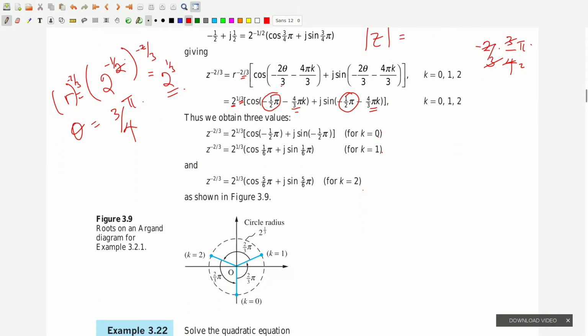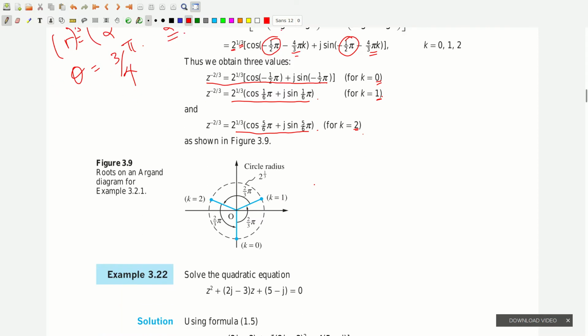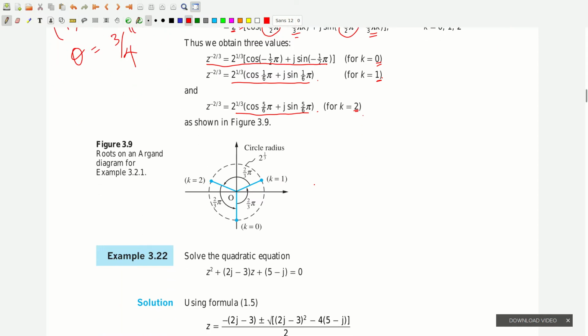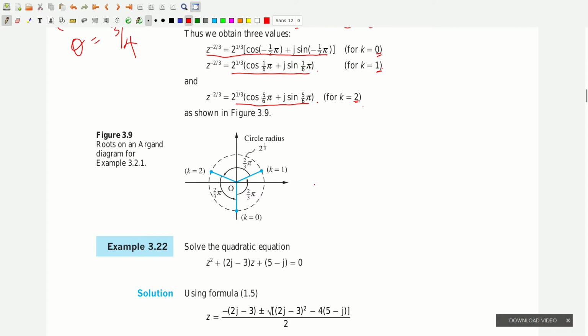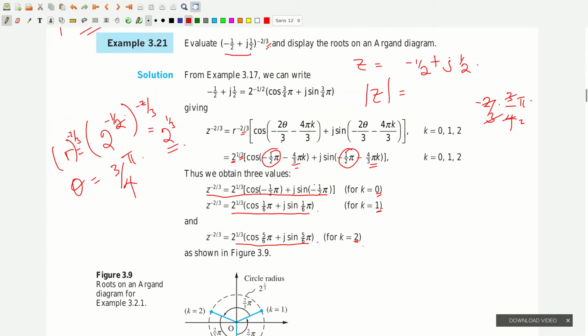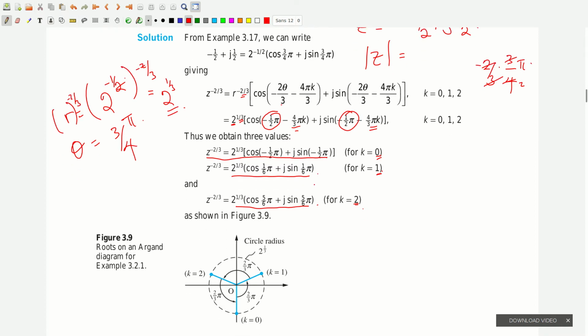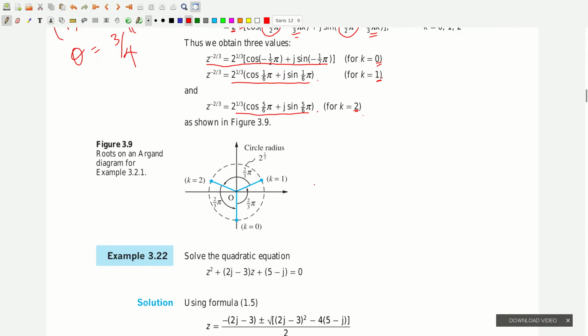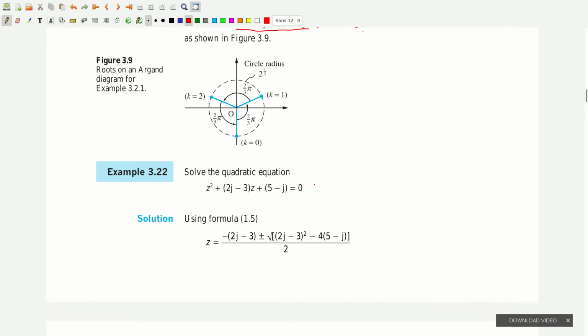We'll substitute in first for k is 0, and then we get the expression and compute, and then for k equals 1, expression and compute, and then for k equals 2, expression, compute it, and simplify it, okay? So I hope that is clear. You can take your time, get your pen and paper, and also go through the examples. They are really well explained here.